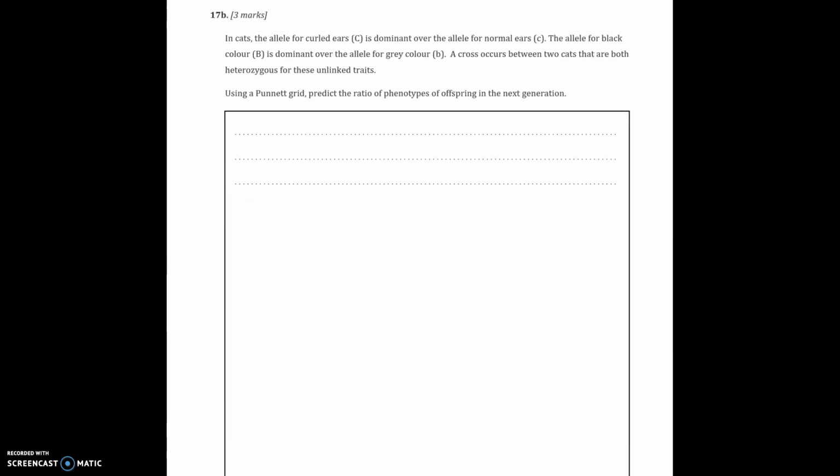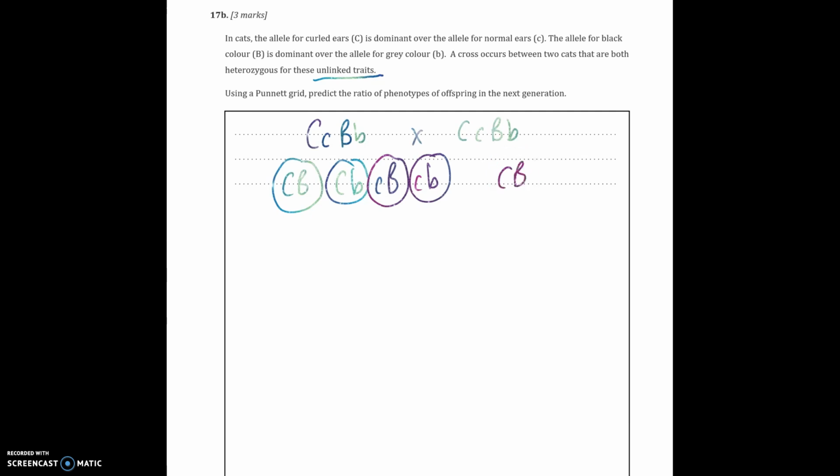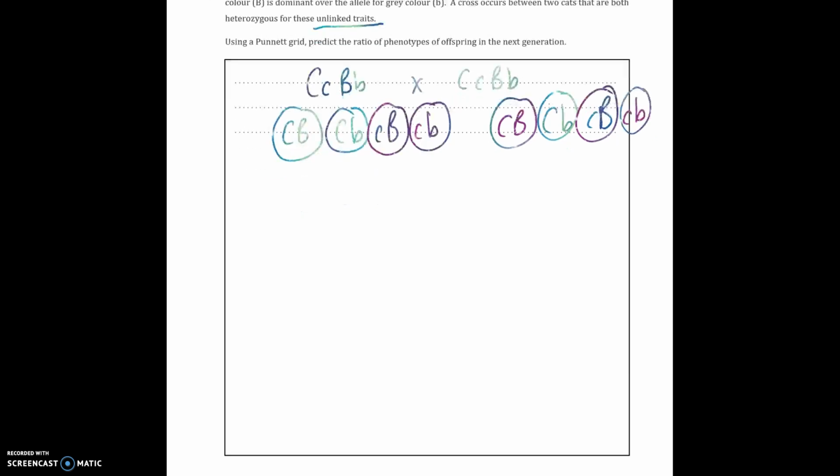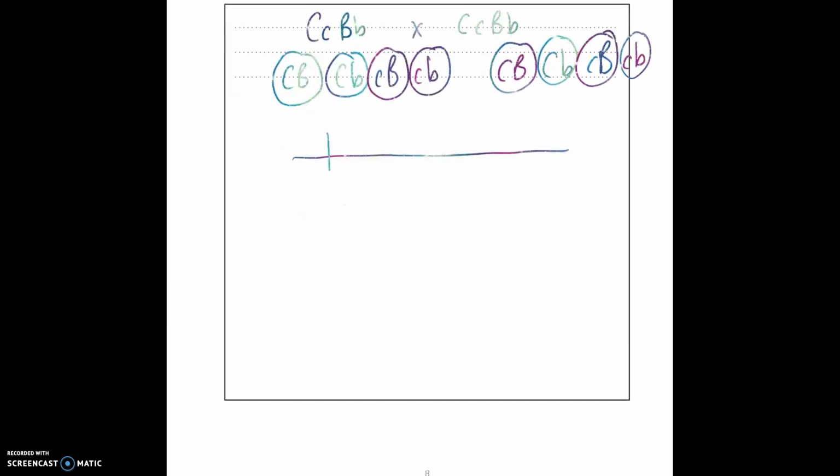In this question, this was a dihybrid inheritance cross. Unlinked. It tells us that it's unlinked. To get all 3 marks, what you needed to do was write out the cross correctly. So you needed to show that it was big C, little b, crossing with big C, big B, little b, that gave these gametes. And then obviously you need to then put those correctly into a Punnett square and fill that through. So we're looking for a 4x4 Punnett grid.